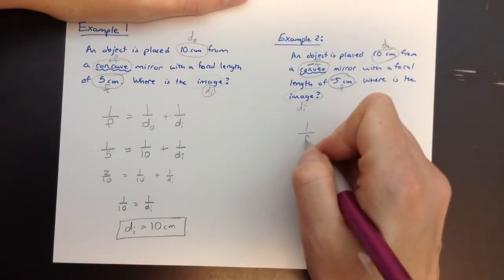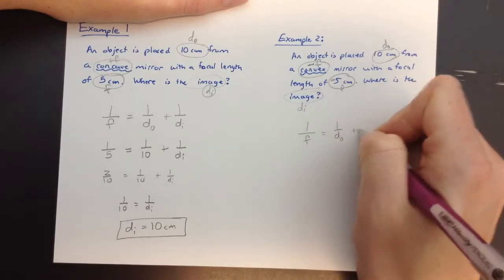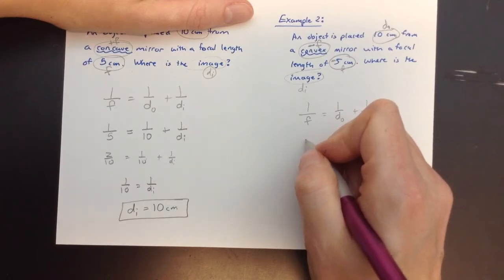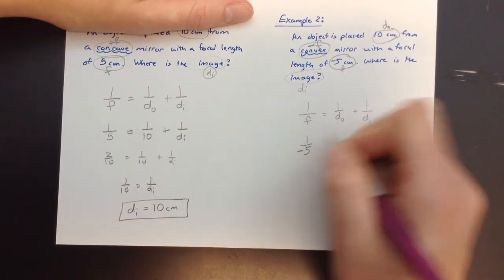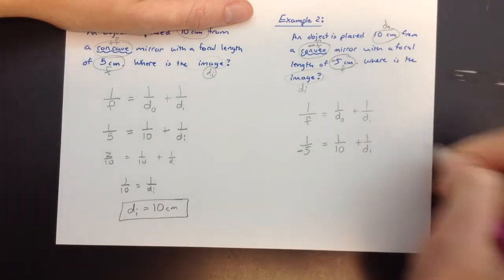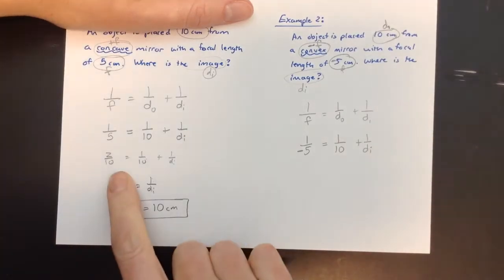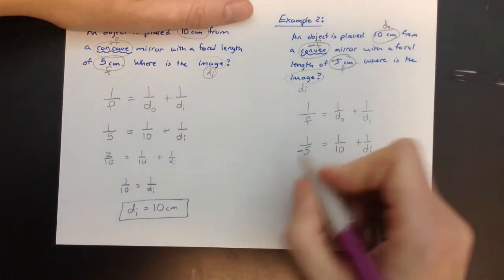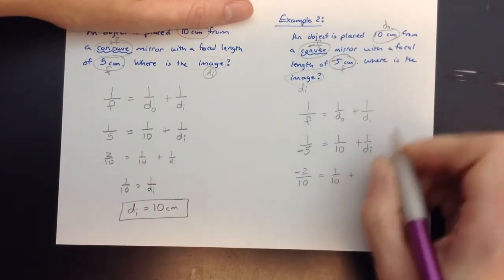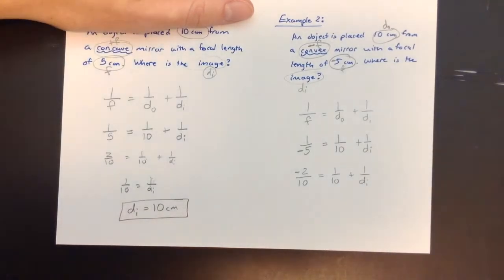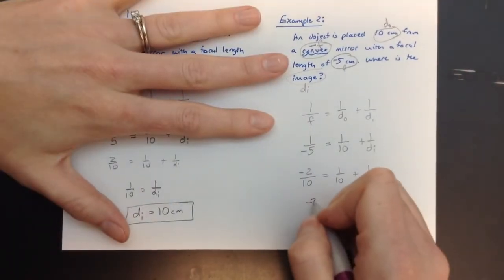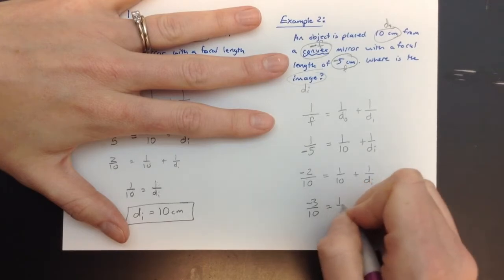So 1 over F equals 1 over DO plus 1 over DI. And my 1 over F is 1 over negative 5. And then I've got 1 over 10. And I'm trying to find this right here. So this is going to work kind of the same way. I'm going to stick with my 2/10 because that helps me out. I seem to be running out of lead here. So this time I have negative 2/10 equals 1/10 plus something. Okay. And so now, when I move this to the other side, I'm going to have negative 3/10 will be my image distance.